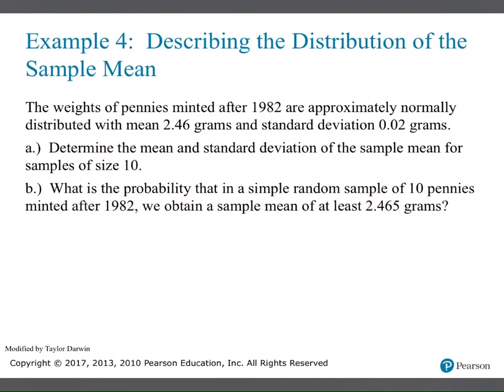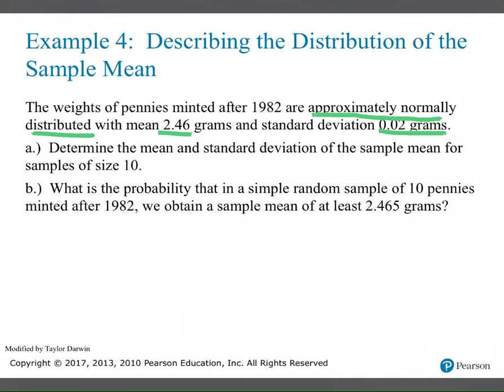So let's do an example. Determine: the weight of pennies minted after 1982 are approximately normally distributed. Remember, that means that you're basically good to go to use your Z, with a mean of 2.46 and a standard deviation of 0.02. So it's going to, 9 times out of 10, give you that information.